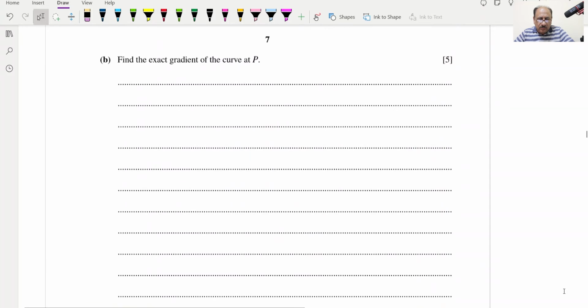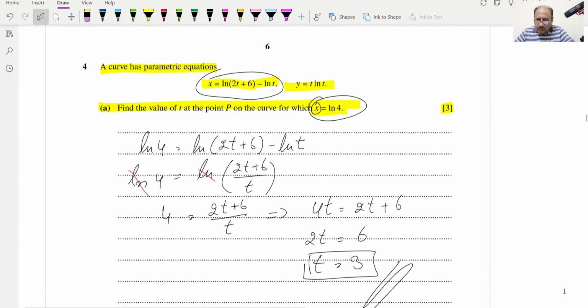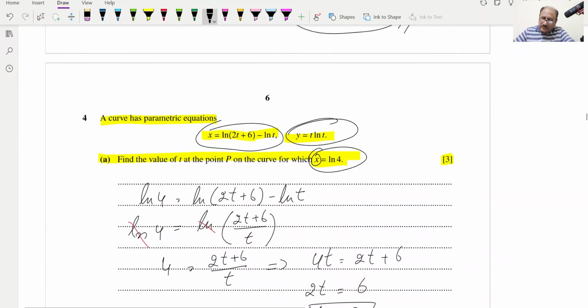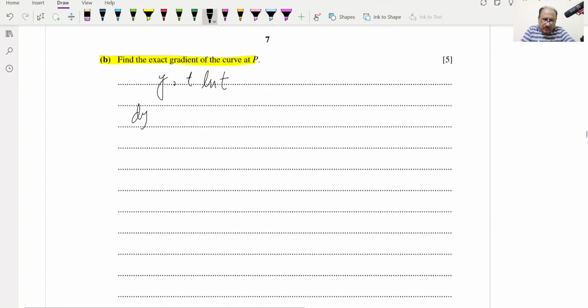Now we can go through part B, and part B says find the exact gradient of the curve at P. So for the exact gradient of the curve, we will be finding the derivative, and the equation is y is equal to t log t. This is the equation given which I am utilizing. Hopefully you understood this. And the derivative dy/dx will be equal to the derivative of the first one, the uv formula basically.